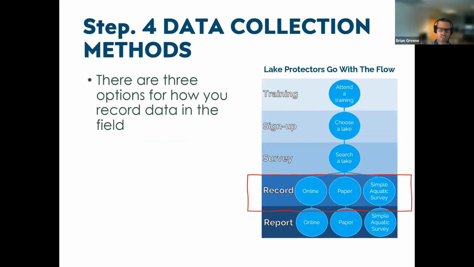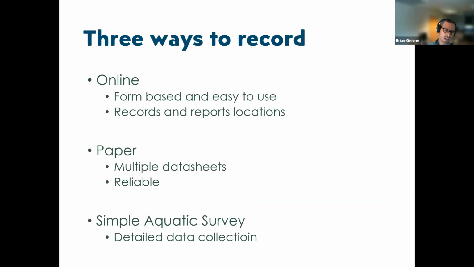Okay, so now we're in this 4th step, the record step. And there are 3 options for how you can record when you are out on a lake. And so they are online, paper, and simple aquatic survey. I'm only going to go over online and paper today. We'll have a separate session later on this summer for a simple aquatic survey. It's a detailed data collection method that has a couple more steps to it. So if you're a high-end user or want to collect lots of information, it's good to do. But our online and paper are very simple and easy ways that people can do this on their own.